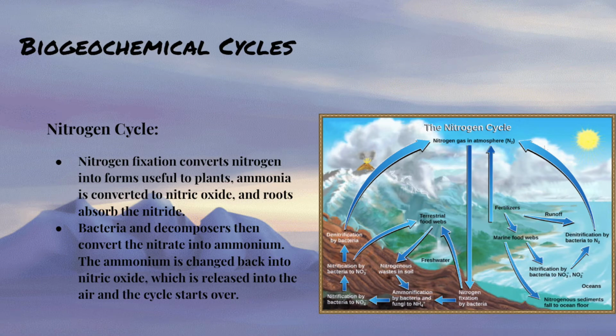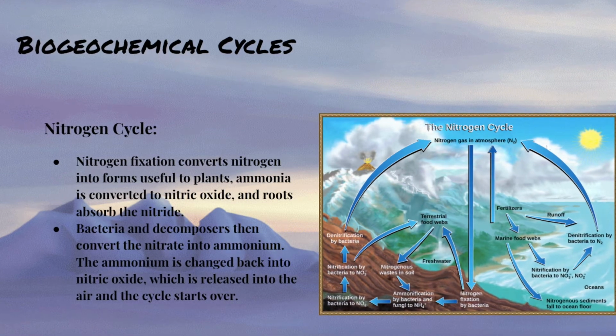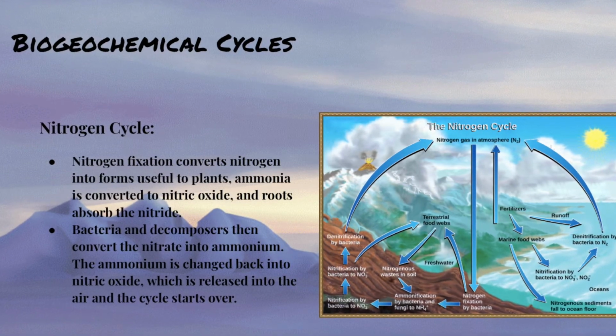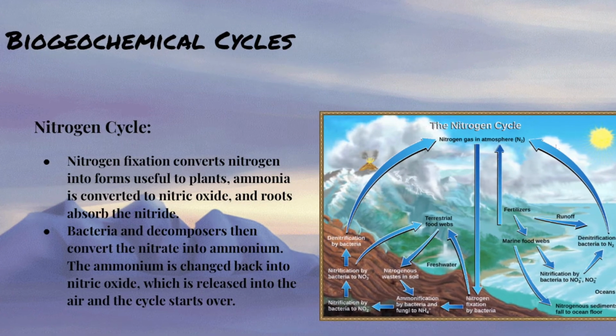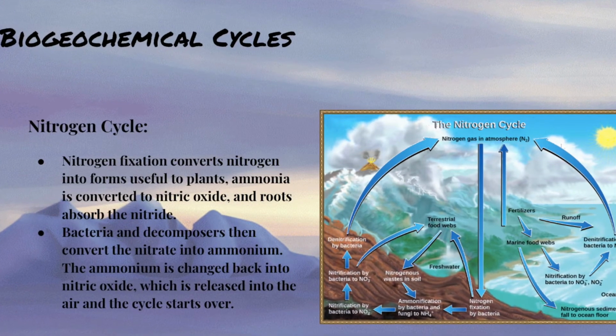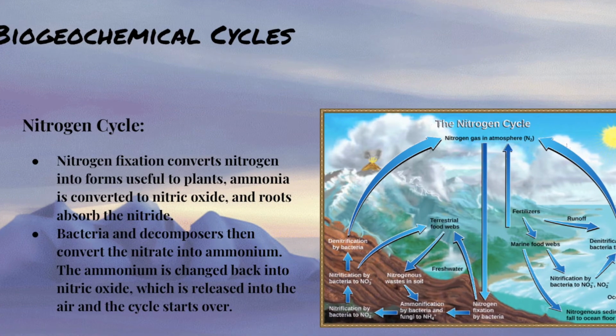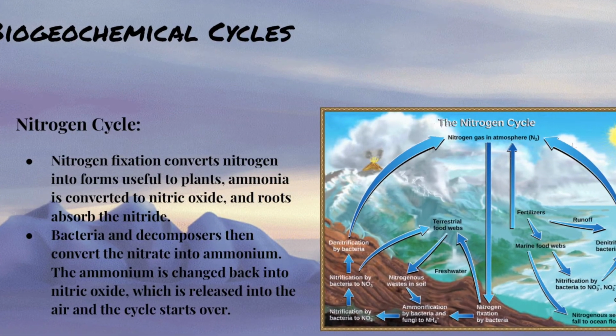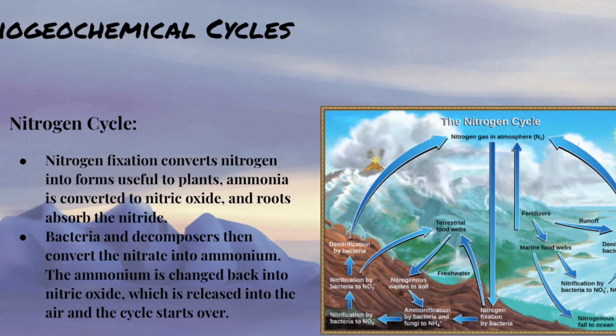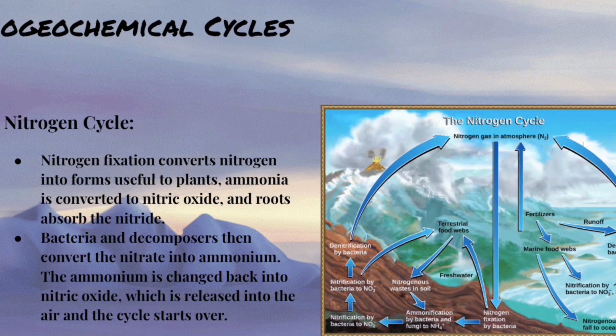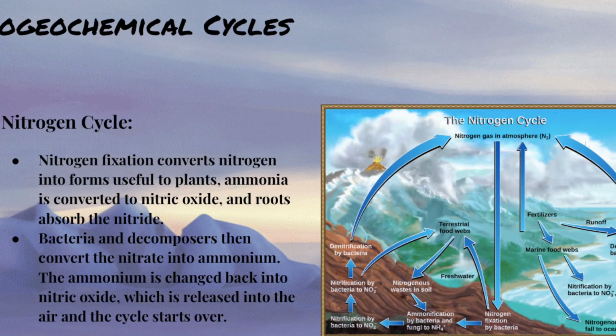Next is the nitrogen cycle. Nitrogen fixation converts nitrogen into forms that are useful for the plants. An example would be when ammonia is converted to nitric oxide and the roots of plants absorb the nitrate. Bacteria and other decomposers then convert the nitrate into ammonia. The ammonium is changed back into nitric oxide, which was released into the air.